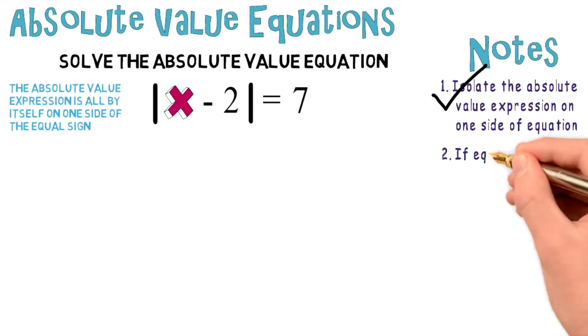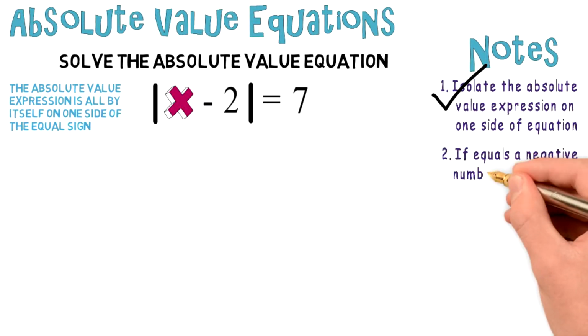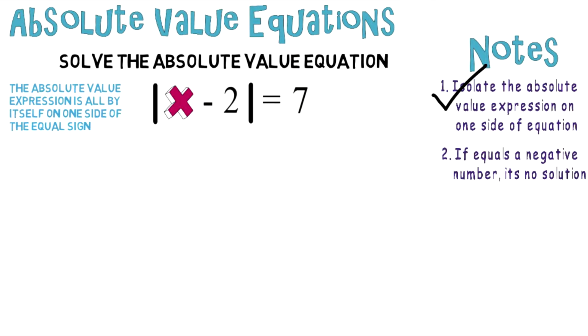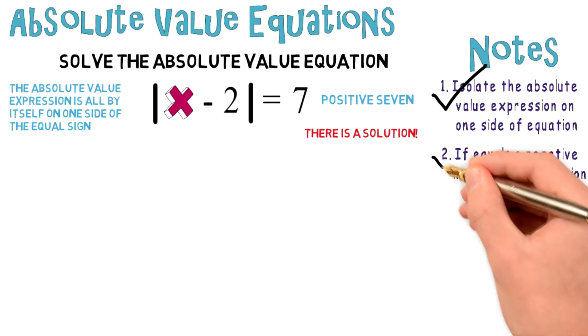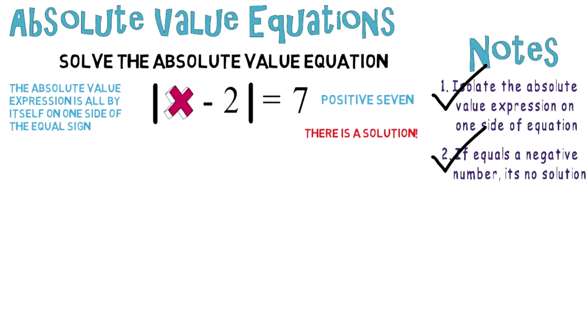Number 2, if it equals a negative number, it's a no solution. Okay, absolute values cannot equal a negative number. Here it equals positive 7. So there is a solution. We can now check off step number 2.